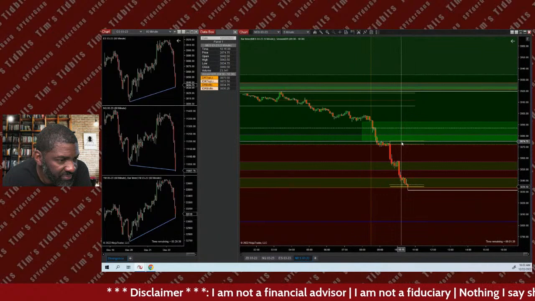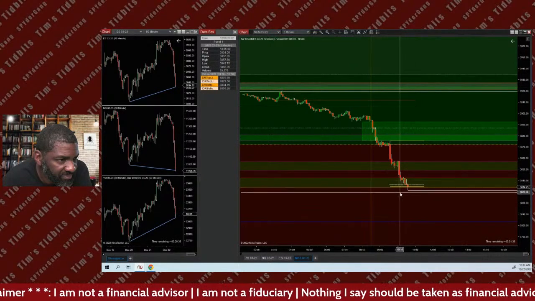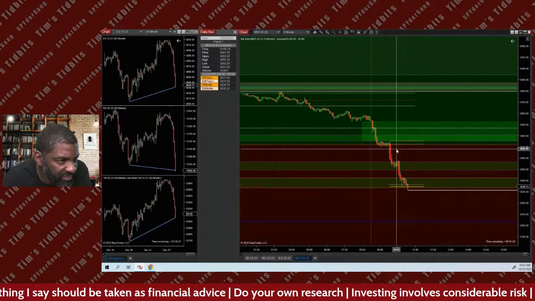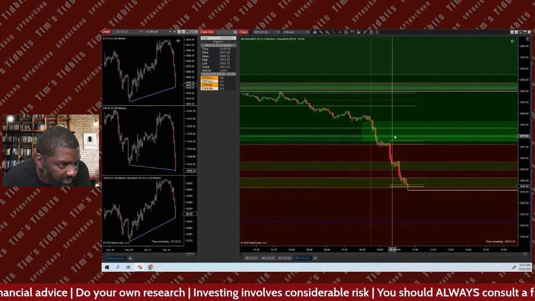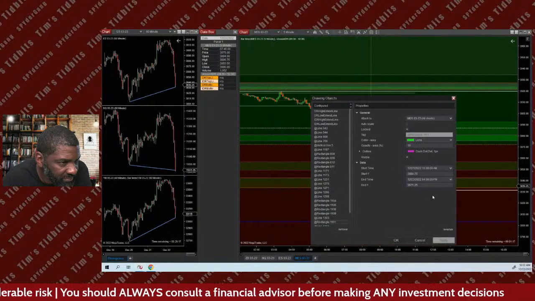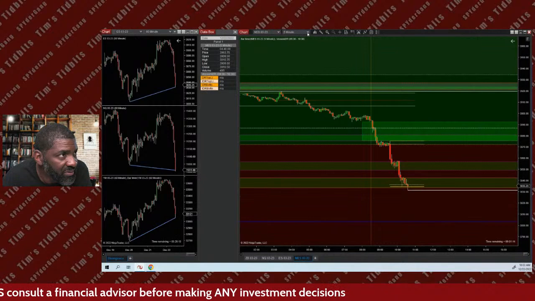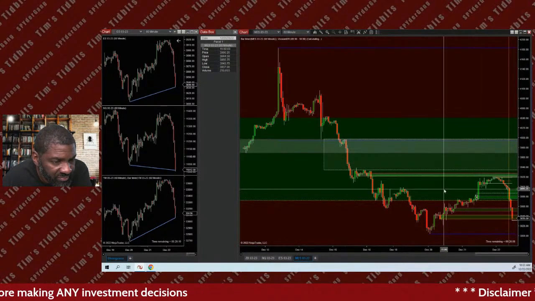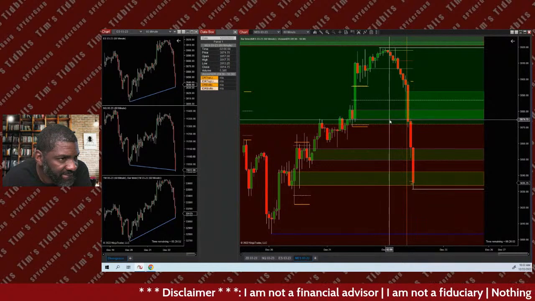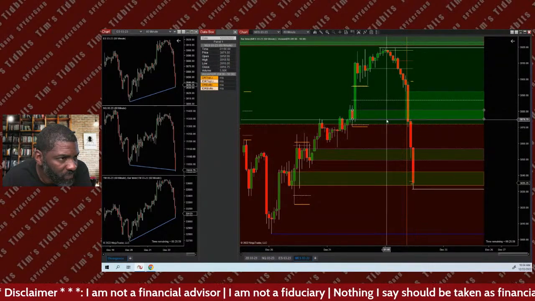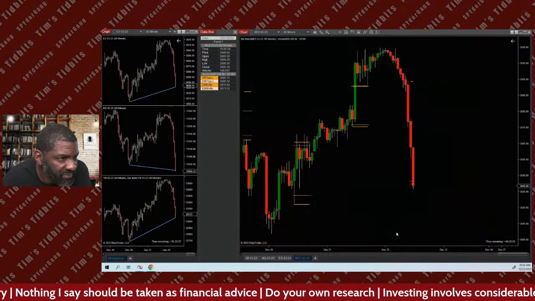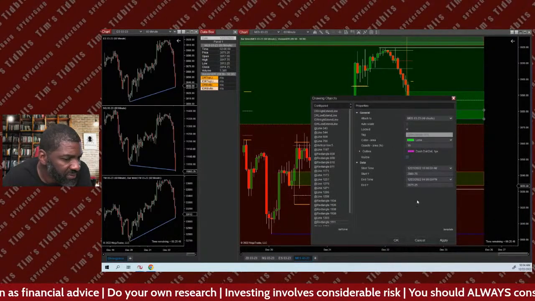But we got the DR bottom here, the IDR bottom. Then we got the IDR top and the DR top right there at the bottom of that breaker and the fair value gap. Let me hide some of this stuff so it don't look so junky.